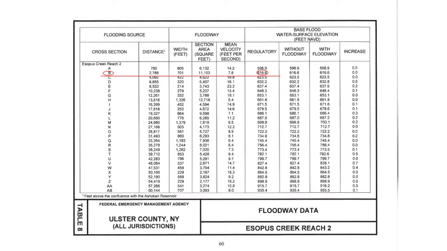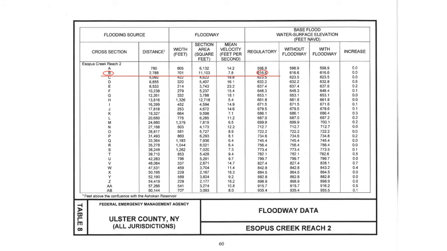It appears that the BFE for this spot is just below 617 feet, which makes sense since if we look at the floodway data table, the BFE for cross-section B is near that number. It's very difficult to get a completely accurate reading of the BFE using the flood profile alone, especially for those who are not experienced with it. Even experts struggle with trying to get to the nearest tenth of a foot.